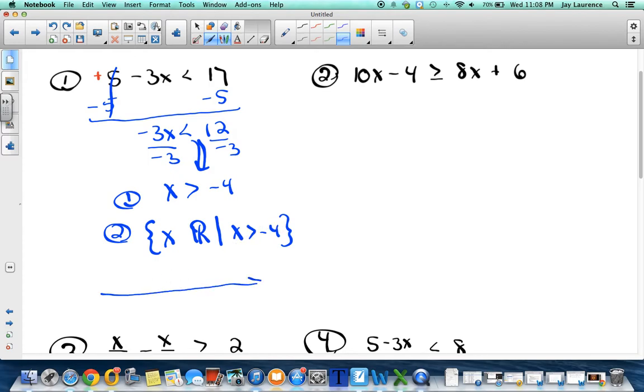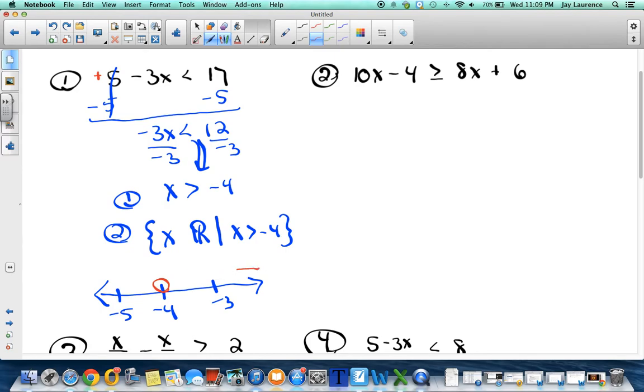Now, on a number line, the solution is going to look like this. I have to show the negative 4. I have to. Negative 3 would be to the right. Negative 5 would be to the left. And since the inequality does not have an equals to it, I put an open point at negative 4.